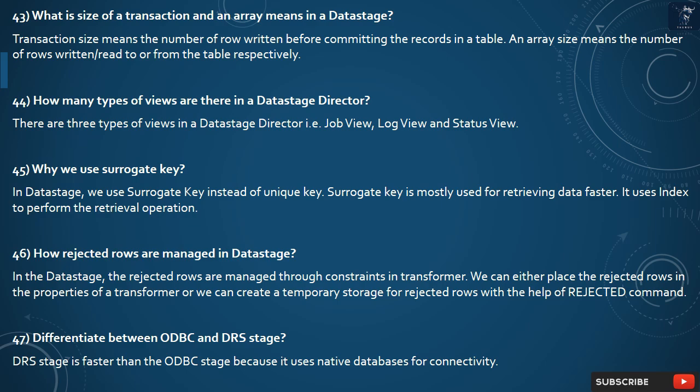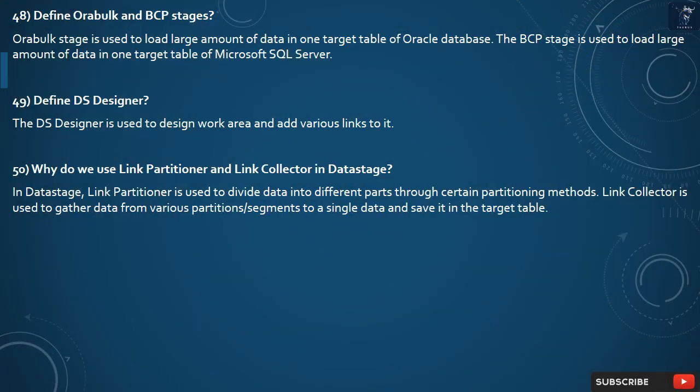47. Differentiate between ODBC and DRS stage. DRS stage is faster than the ODBC stage because it uses native databases for connectivity. 48. Define ORA-bulk and BCP stages. ORA-bulk stage is used to load large amount of data in one target table of Oracle database. The BCP stage is used to load large amount of data in one target table of Microsoft SQL Server. 49. Define DS Designer. The DS Designer is used to design work area and add various links to it.